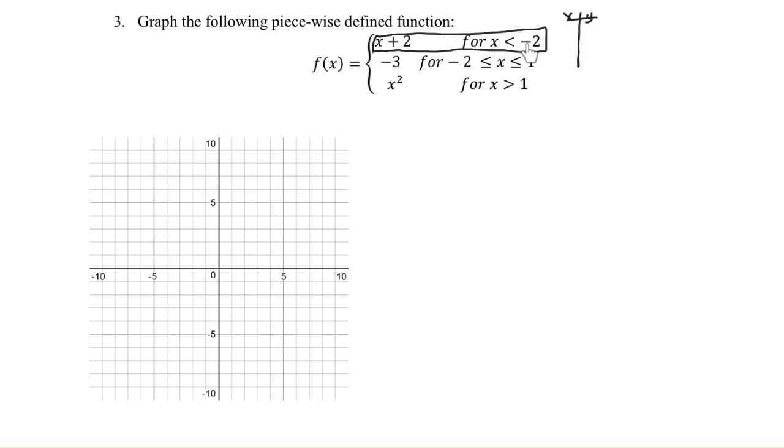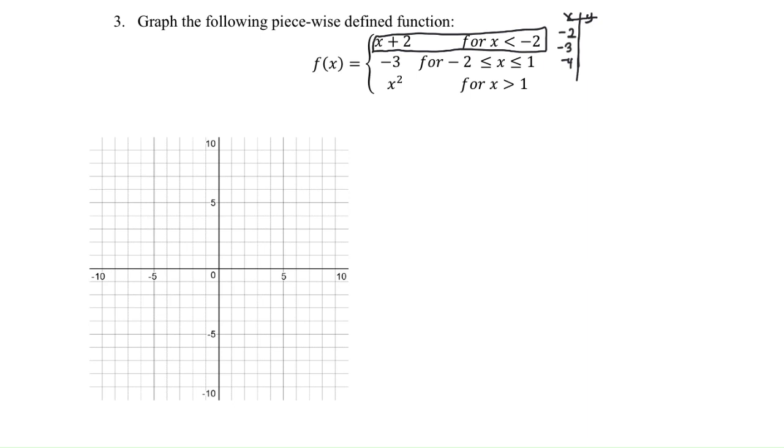You want to include these boundary numbers in your table of values. Even though here it says x is strictly less than -2, I still want to graph a point at -2, and just remember that it needs to be an open circle. So I am going to include -2 as an x value, and then any other x value that's less than -2, so -3, -4, and so on. So this table of values is only relating to this top piece.